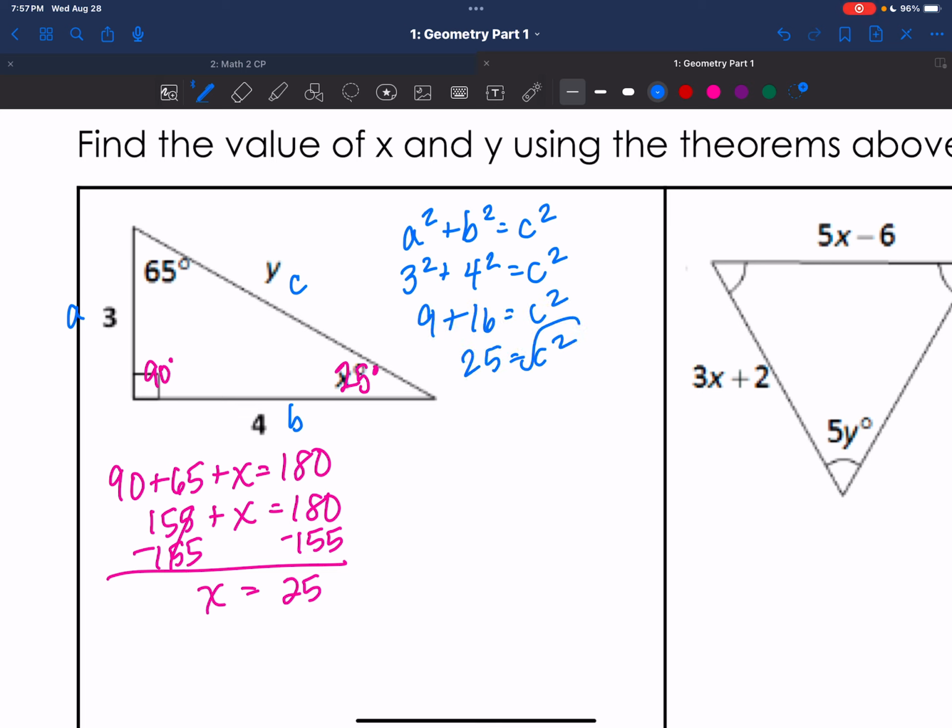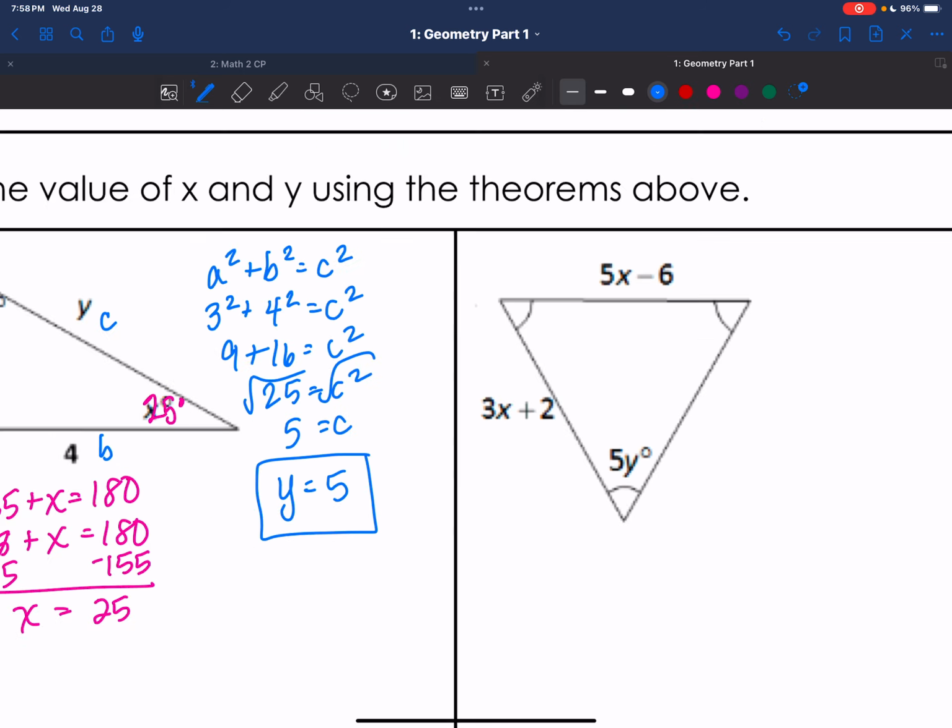Take the square root of both sides. Also, this is a Pythagorean triple, so you'll see that it's a 3, 4, 5 triangle. So that means y equals 5 because c is y. So for this, you just had to use the Pythagorean theorem because it gives you a right triangle, and then you had to find the angles, which is 180.